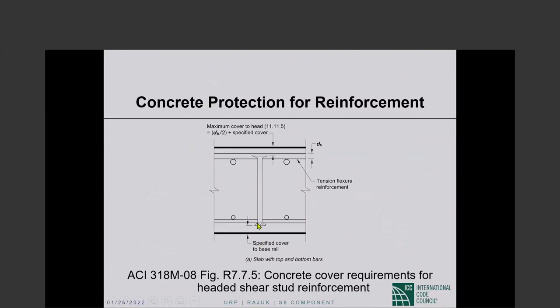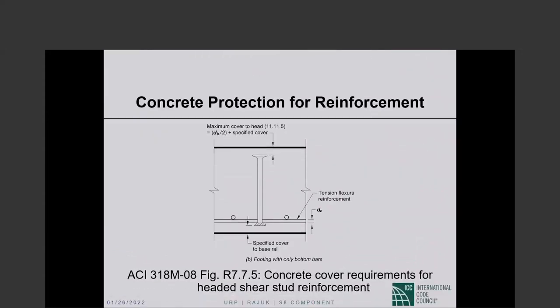Okay, so this is a headed stud that is reinforcement at the bottom and the top. This cover shall be the specified cover for a slab bar. From the top of the head to the end of the concrete shall be minimum cover, shall be the specified cover for slab reinforcement plus 1/2 of the diameter of this bar. Okay, so the cover over the head of the stud shall be the specified cover for slab reinforcement, 20 millimeters typically, plus 1/2 the diameter of that bar.